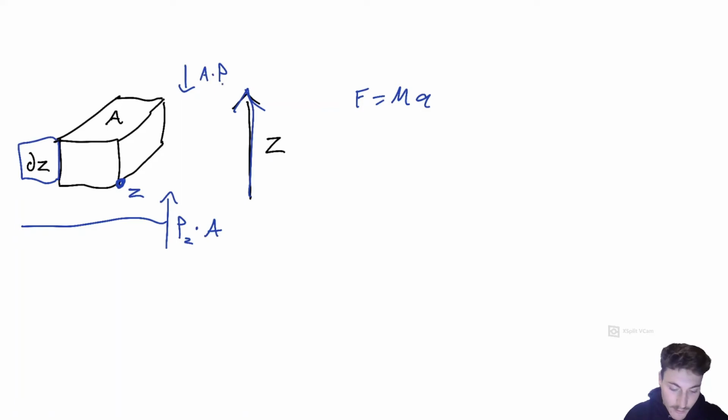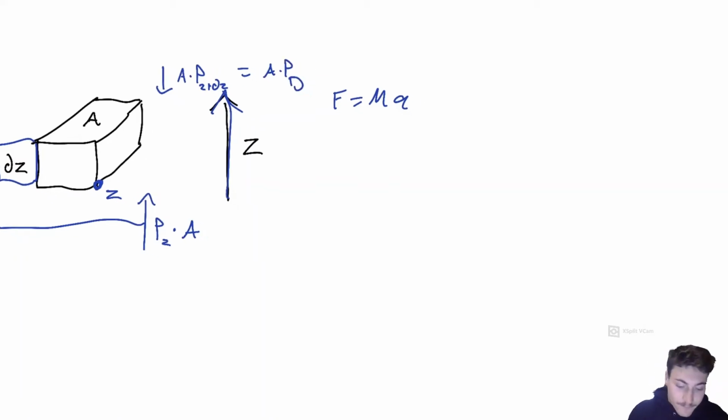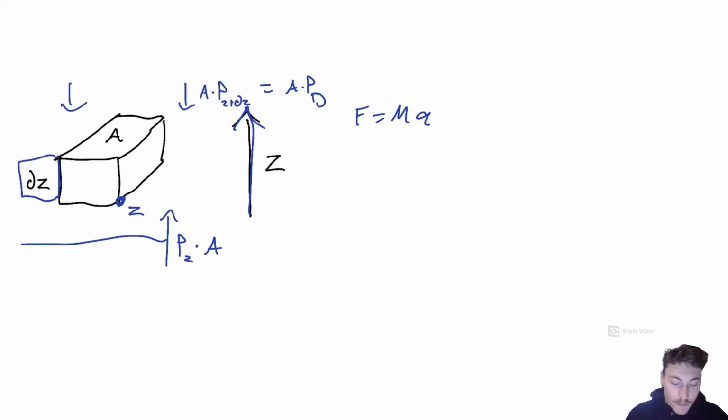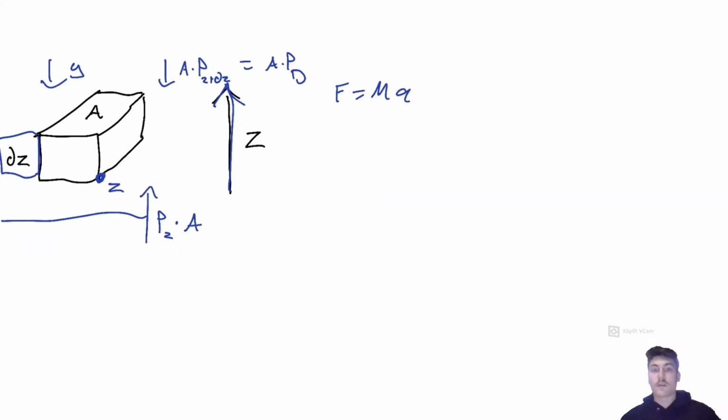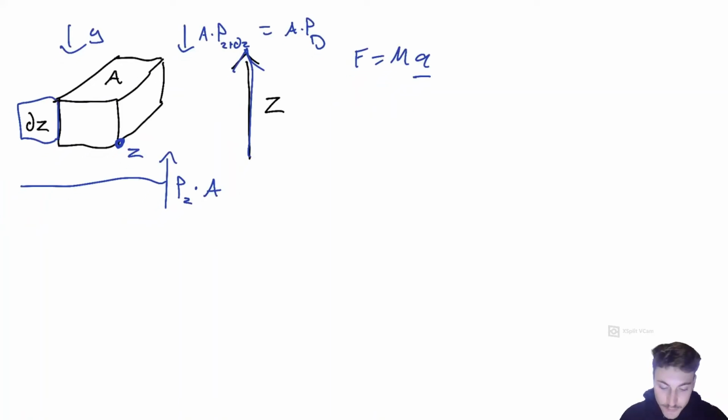We can say z plus dz, or instead, so we don't have to write that every single time, we can just say area times P, and then call it d. And then we also have gravity acting upon the object as well. Like I said, acceleration is equal to zero just for simplicity of this problem, so our net force is equal to zero.